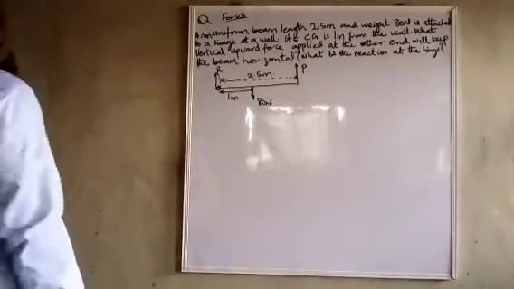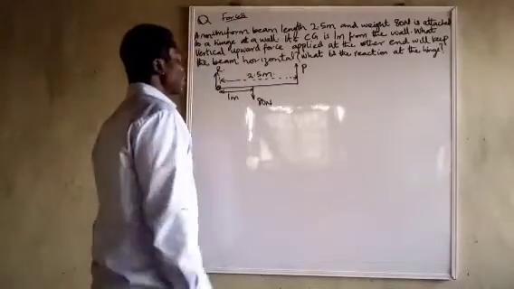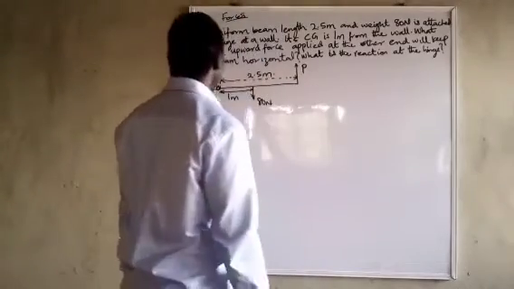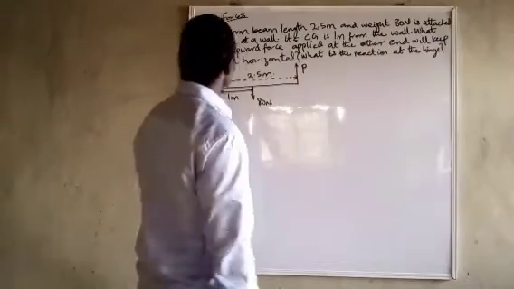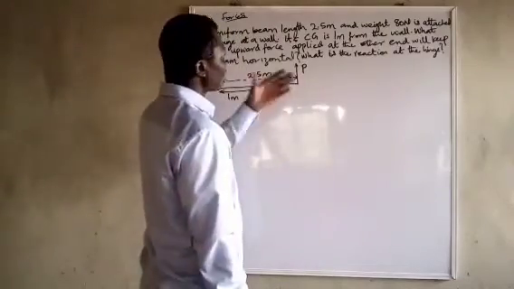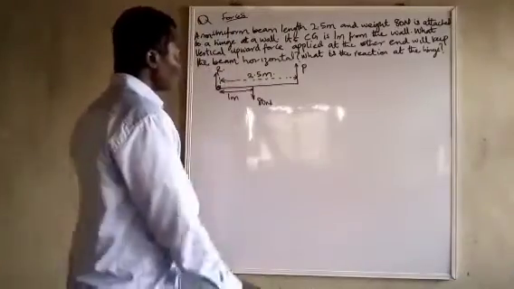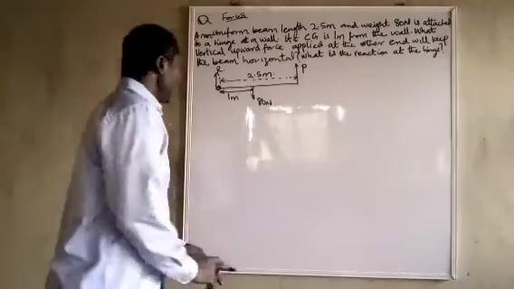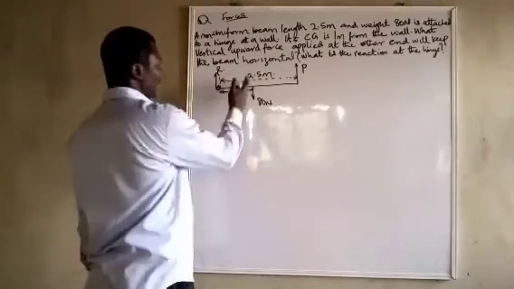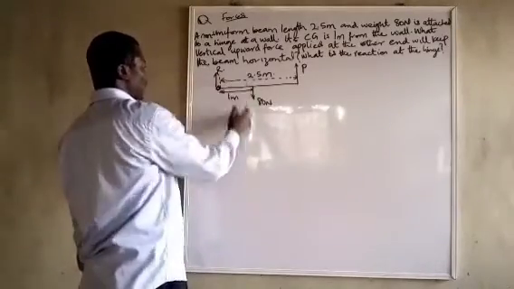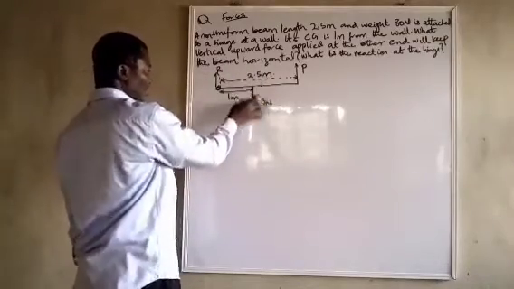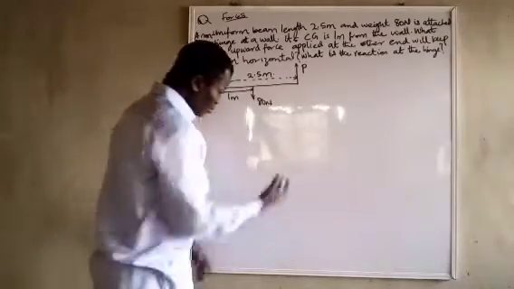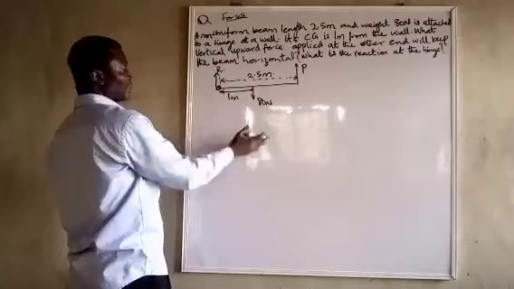Now I have a question. It says a non-uniform beam of length 2.5 meters and weight 80 newtons is attached to a hinge at a wall. Its CG, center of gravity, is 1 meter from the wall. What vertical upward force applied at the other end will keep the beam horizontal? What is the reaction at the hinge? You can easily see that the force acting there is perpendicularly downward. So the forces upward will be equal to the forces downward, just from the principle of equilibrium.